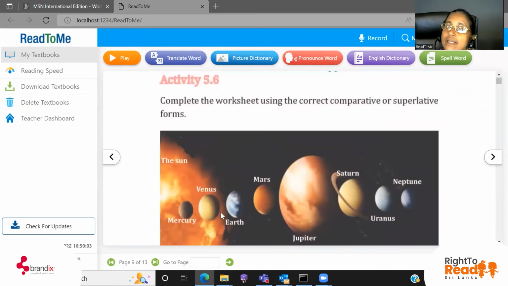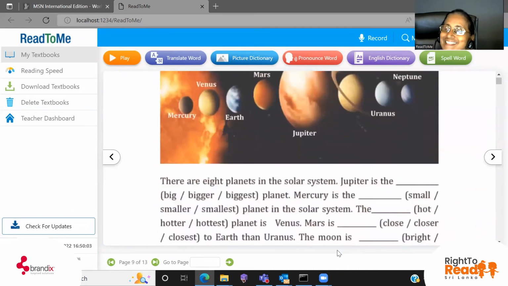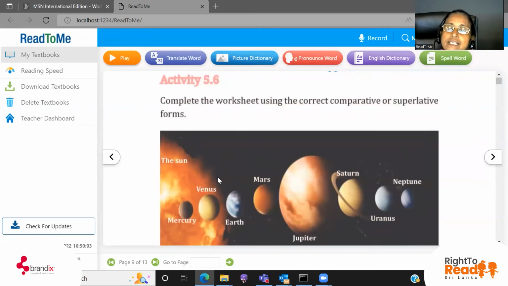Okay. Now, here in this passage, all these planets are compared. You have to use comparative or superlative to say the things in this passage meaningfully. How do we use comparative and superlative? Can you remember? When we use a comparative, we have to use the word than. Than. Okay?